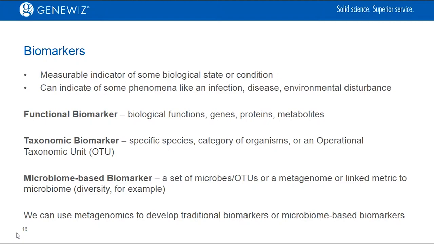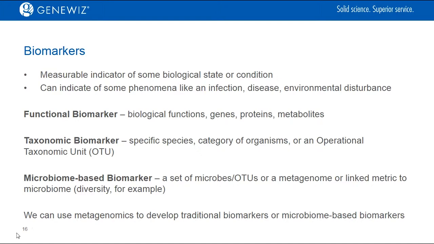Functional biomarkers are what we think of normally, or as a classical biomarker, which includes genes, proteins, or metabolites. Taxonomic biomarkers can be a specific species or OTU, like we'd often find in infectious disease states. A new class of biomarkers that has recently emerged are microbiome-based biomarkers. These microbiome-based biomarkers include the metagenome itself and some of the measures of that metagenome which I mentioned in previous slides, like alpha diversity.